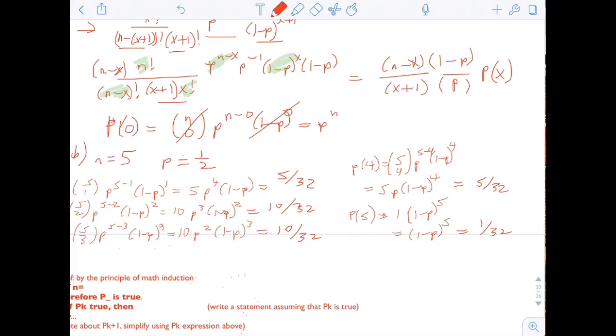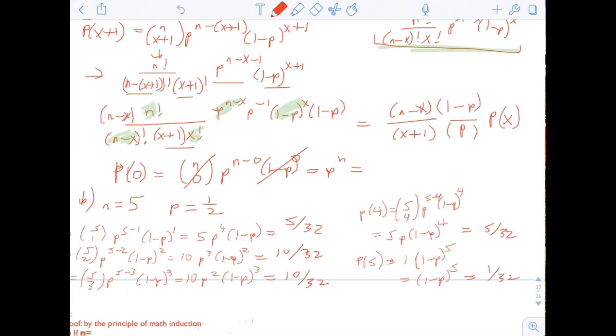Okay, is that it? I did forget to figure out p of 0. That would be 1 half to the 5th, which would be 1 over 32 also. Okay, that's it.